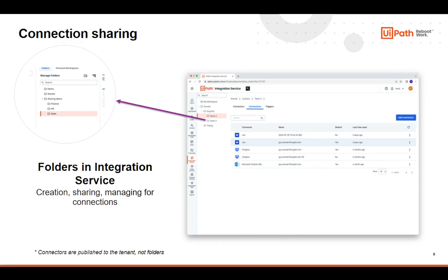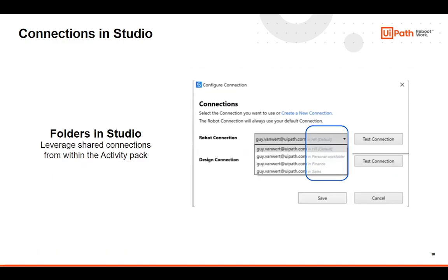Now, it doesn't stop here, because the important part is that just creating those connections in a shared folder doesn't necessarily solve the entire problem of sharing a connection, right? The key component is obviously that you can use it. So we're adapting Studio, and we're making sure that all the activity packs will now be displaying that folder information in Studio within the activity pack of the connector.